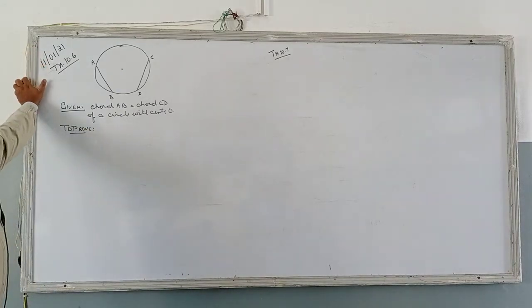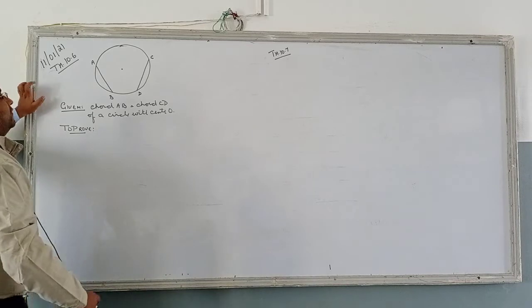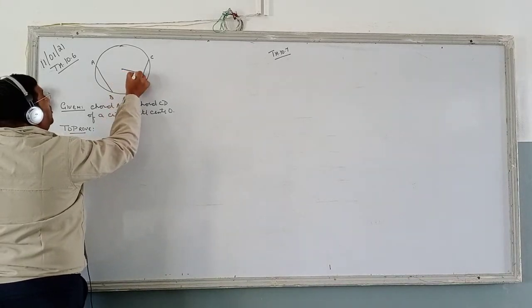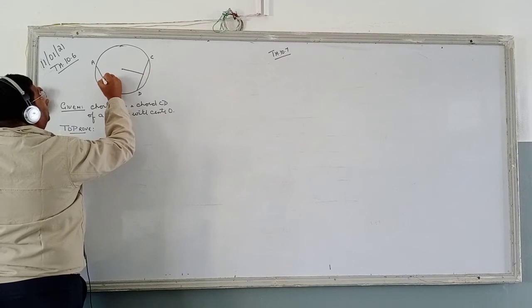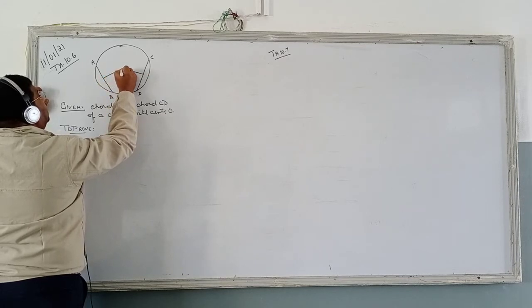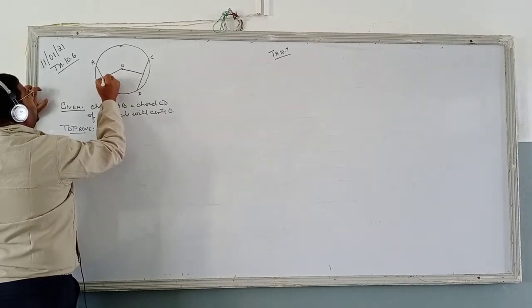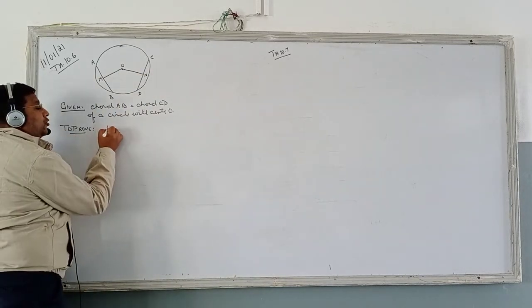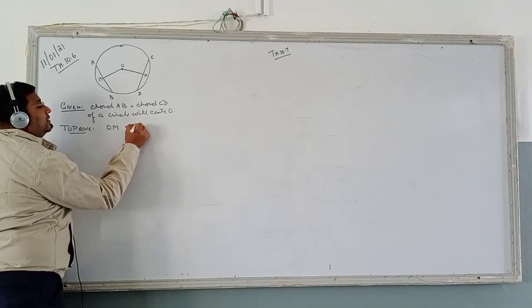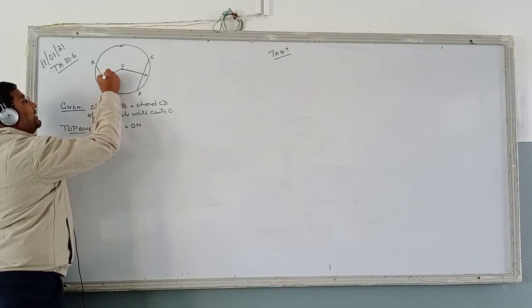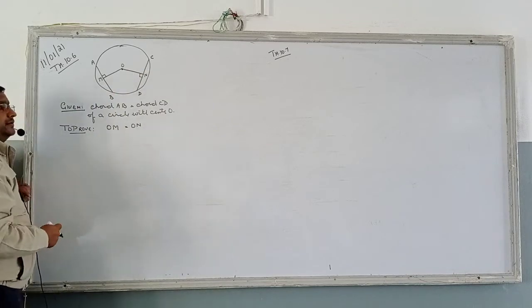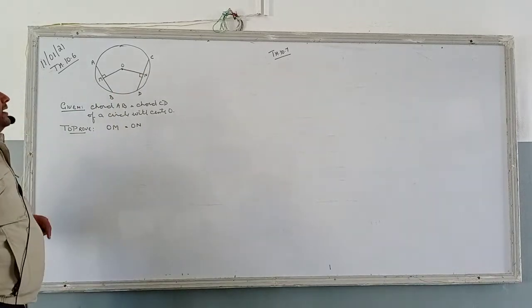Now when we talk about distance, it is always perpendicular distance. So from the center of the circle, we will draw two perpendiculars on both these chords, say M and N. We need to prove that OM is equal to ON, and they are perpendicular distances. This is what we have to prove in 10.6.